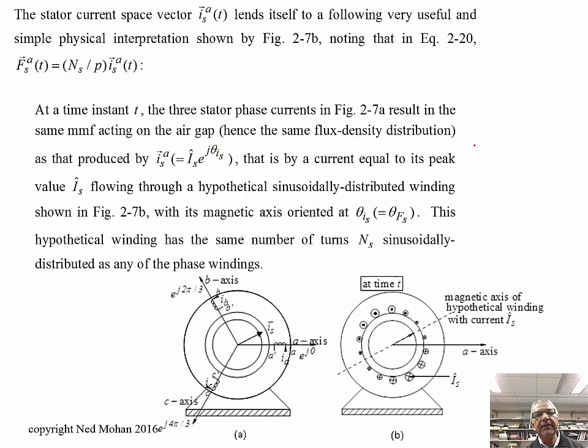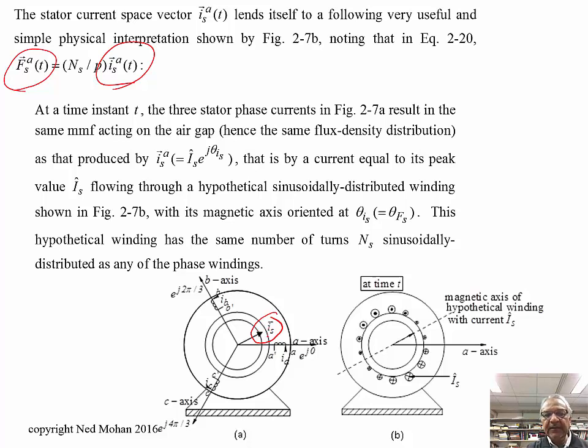So we know that the MMF space vector and the current space vector are related by this coefficient here, Ns over the number of poles. So what is the meaning of this current space vector at any given time? So let's say that at some time the current space vector is over here, okay? And here we don't have to put subscript A because it's obvious that this angle is being measured with the A axis as the reference. Okay, so what is the physical interpretation of this?